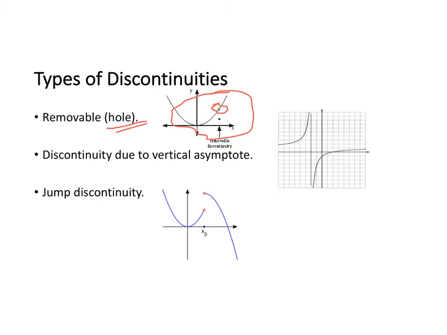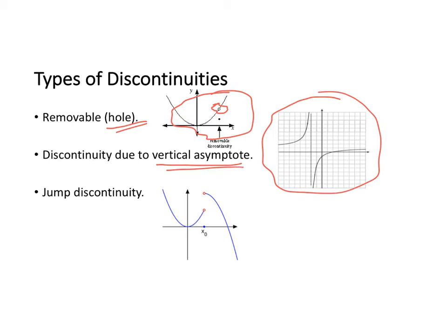Due to a vertical asymptote: notice on this function here, we have a vertical asymptote, and on the left of the vertical asymptote we're going up, and on the right of the vertical asymptote we're going down, but there's a discontinuity between those two points. So that's a discontinuity due to a vertical asymptote.